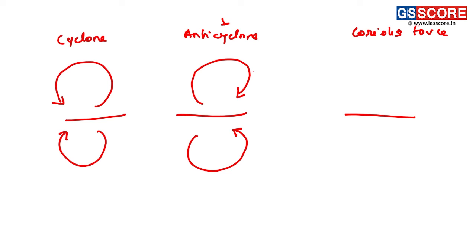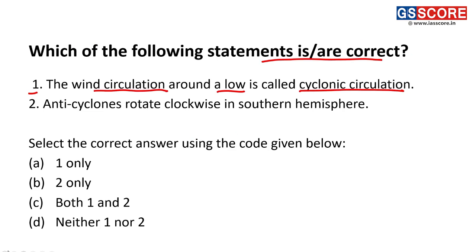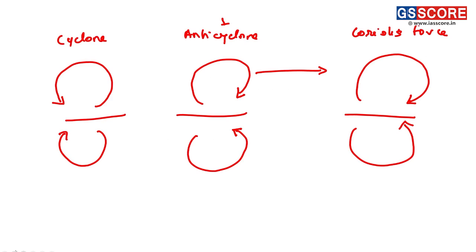For Coriolis force, you will be replicating the anticyclonic conditions, which will be clockwise in the northern hemisphere and anti-clockwise in the southern hemisphere. Thus, looking at the statement here or looking at the question, the wind circulation around a low region is called the cyclonic circulation. Also remember one thing, the anticyclone consists of a high pressure system, and the cyclone consists of a low pressure system in this region. Okay, so remember these two concepts also.